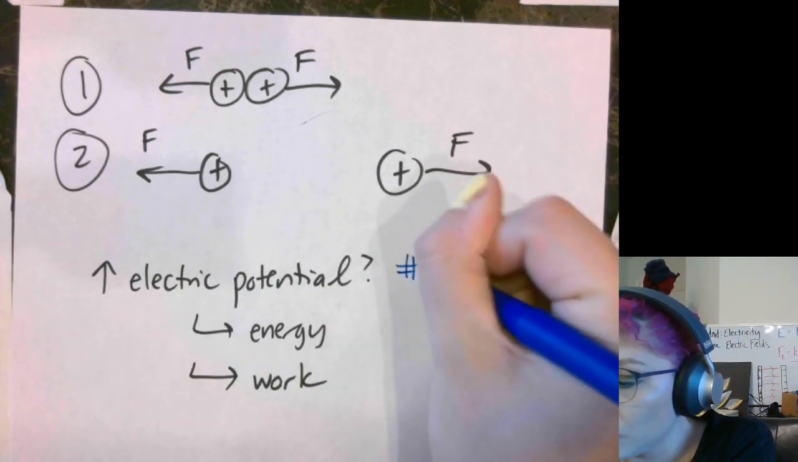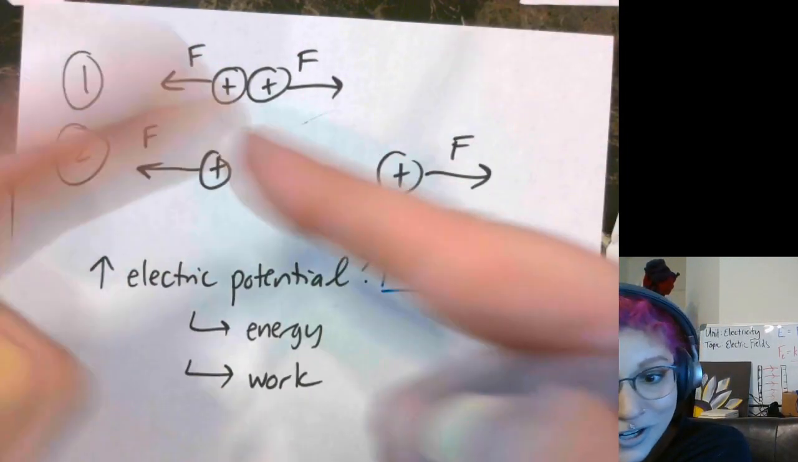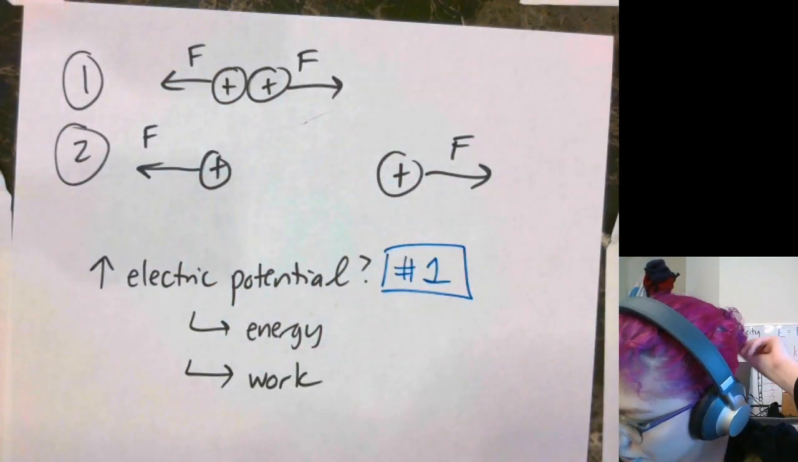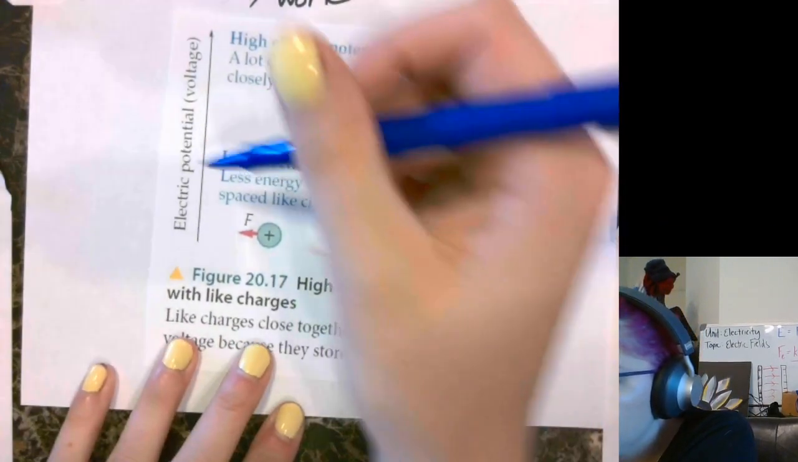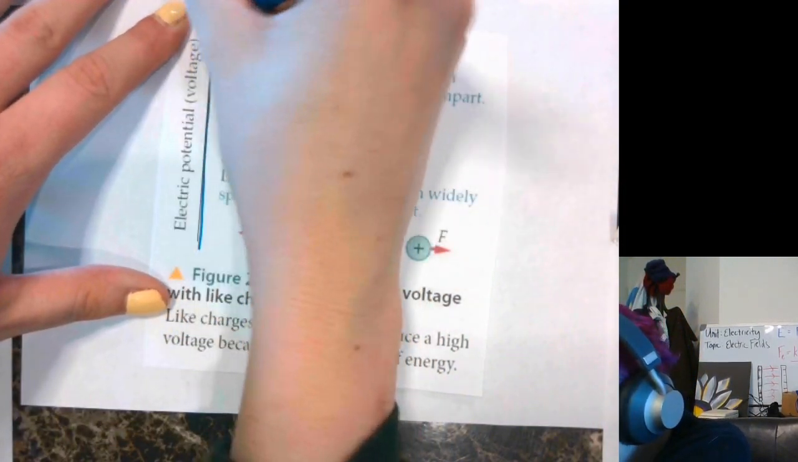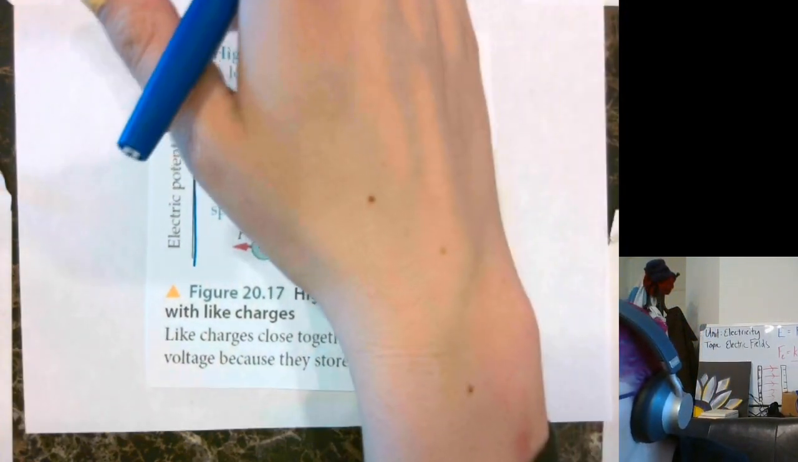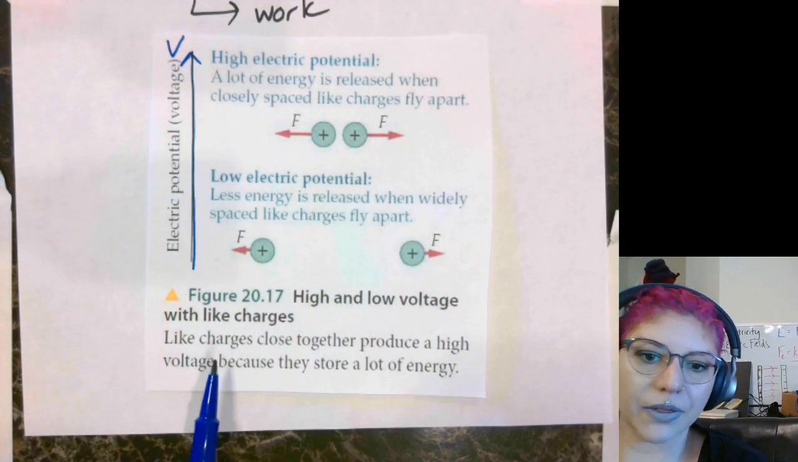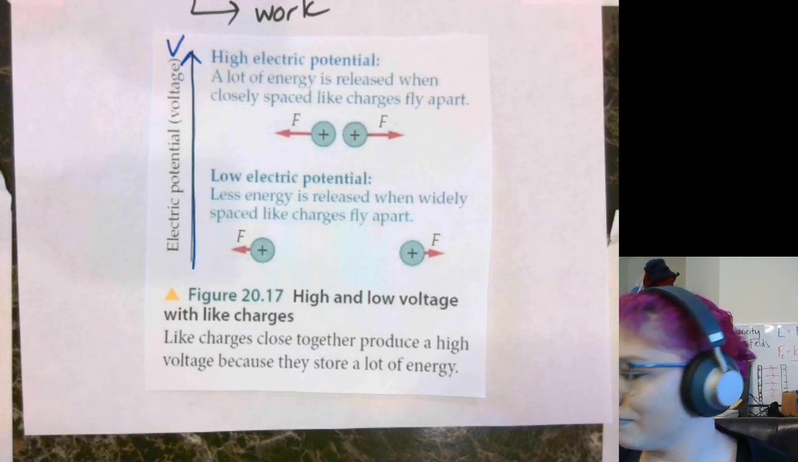That would be number 1. Again, you're putting two like charges together. That takes energy to do that, right? So let's look at a cartoon from the book showing the same exact thing. It just looks a little neater. So on our y-axis, we have electric potential or voltage, and we're comparing the electric potential. So like charges close together produce a high voltage because they store a lot of energy, right? Y'all knew that.